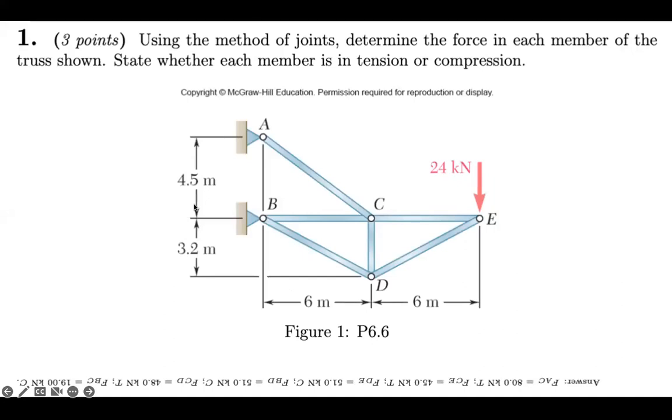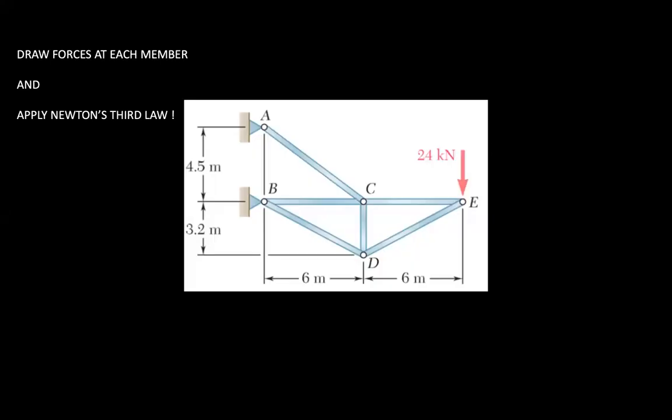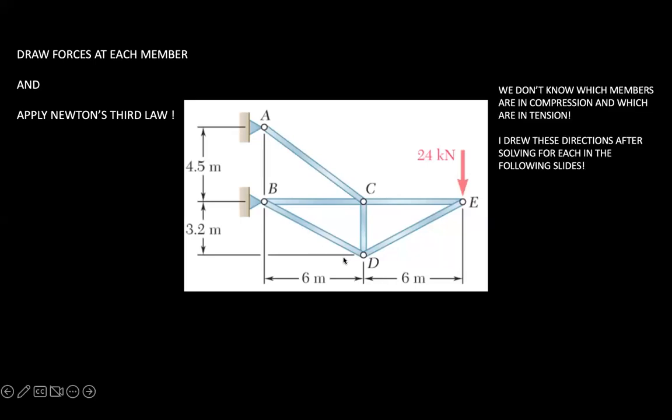So now we'll be working through an example problem. Using the method of joints, determine the force in each member of the truss shown. State whether each member is in tension or compression. Okay, let's jump right in. So first we want to draw forces at each member or joint and apply Newton's third law, as we saw. Because the member exerts a force on the joint, and the joint exerts on the member that same force in the opposite direction by Newton's third law.